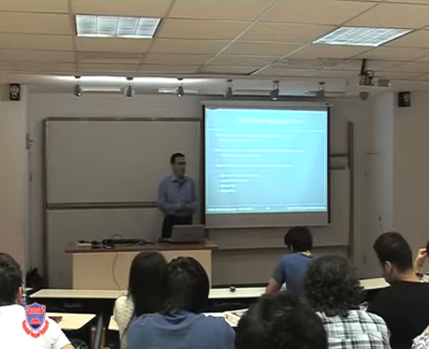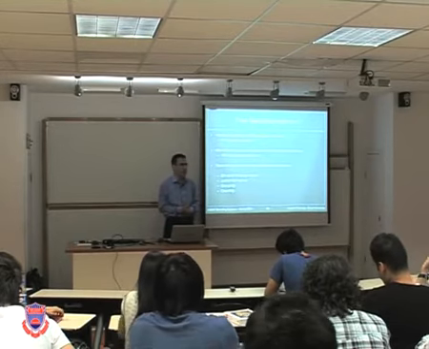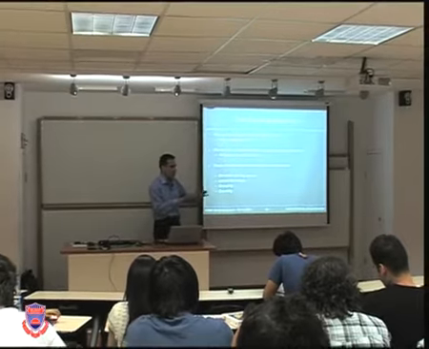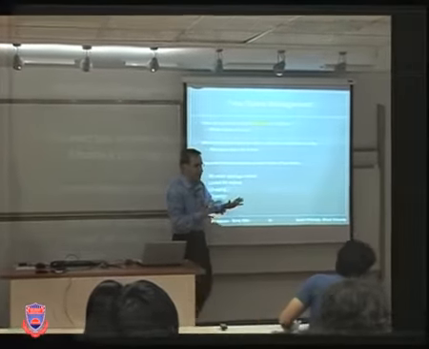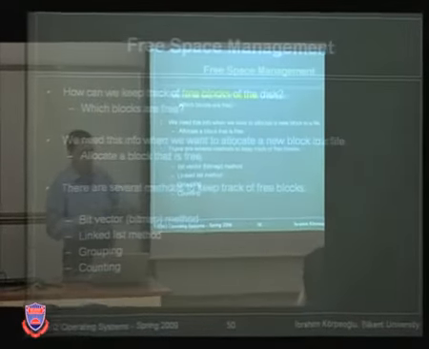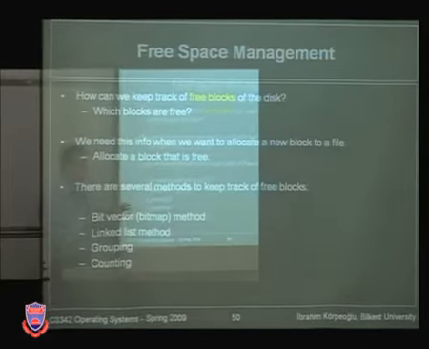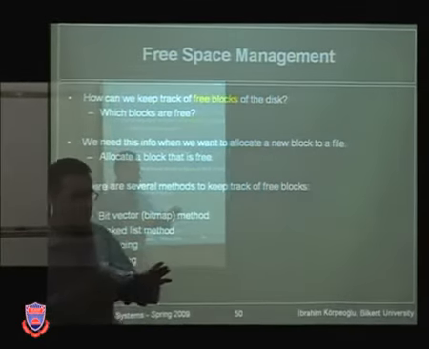Okay, so we will continue with the file system implementation discussion. So far we have seen how we can allocate disk blocks to files. We have seen several strategies for that: contiguous allocation, linked allocation, and so on. Basically those strategies also tell you how we can locate the disk blocks that are allocated to a file.